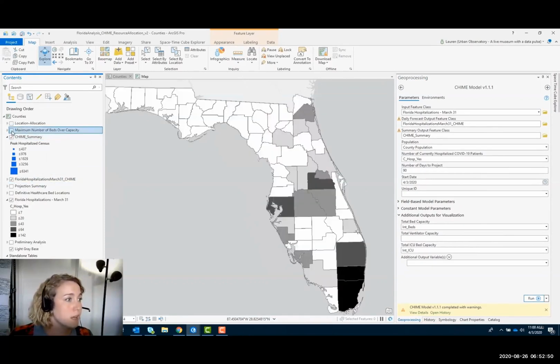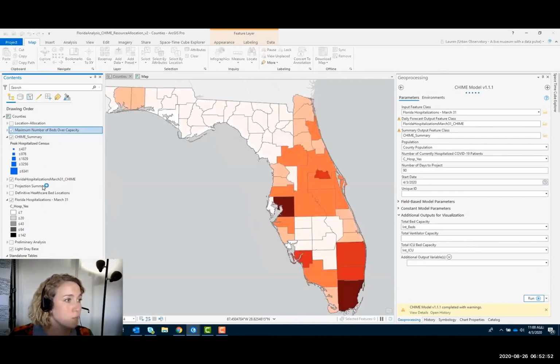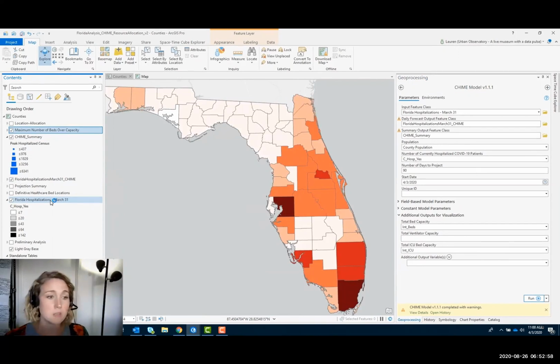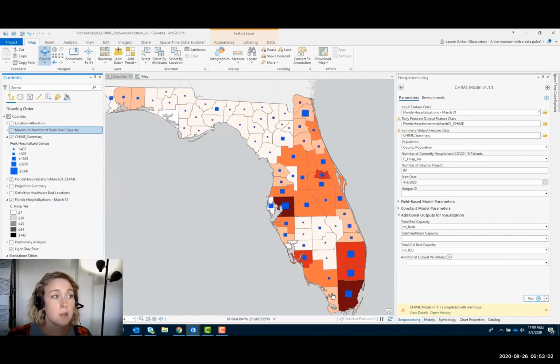Now we can also visualize this in different ways. So for instance, we've got as well in that summary, a maximum number of beds over capacity. So knowing what the peak's going to be is important, but we also have a certain number of beds available. And we can see the number of beds over capacity that will be, and that's really going to help us do some more planning and allocate our resources.